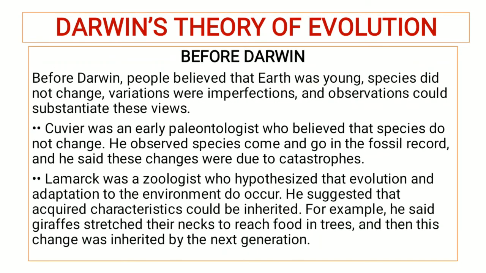Next is before Darwin. What were the concepts regarding the evolution of species before Darwin? Before Darwin, at that time, people believed that species do not change, and there was no concept of evolution. The variations that existed within the population were merely imperfections.